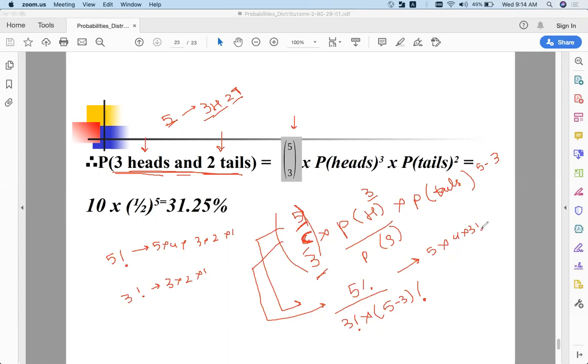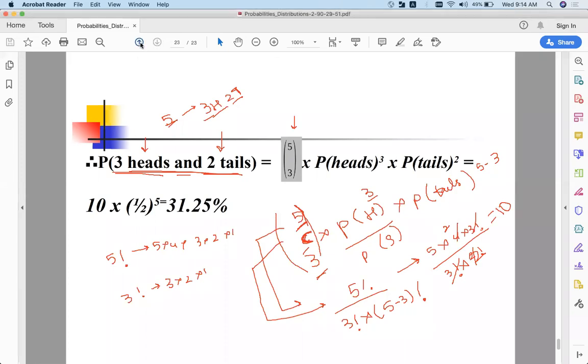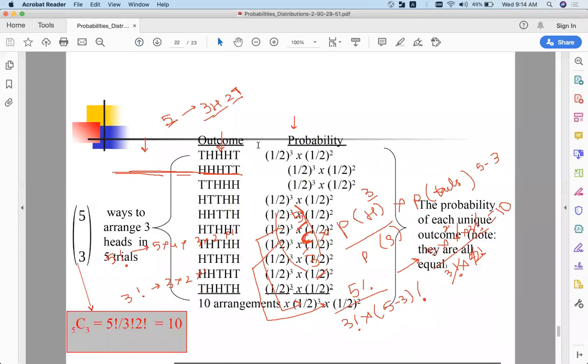Divided by 3 factorial multiplied by 2 factorial. So the 3 factorial and 3 factorial will cancel. 2 factorial is nothing but the value 2. 20 divided by 2, the answer is 10. Now, what do you understand from this 10? It means there are 10 ways of arranging 3 heads and 2 tails.